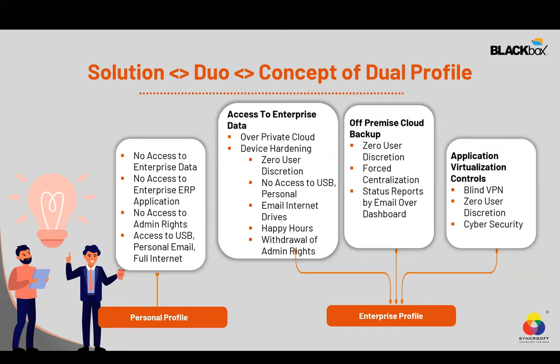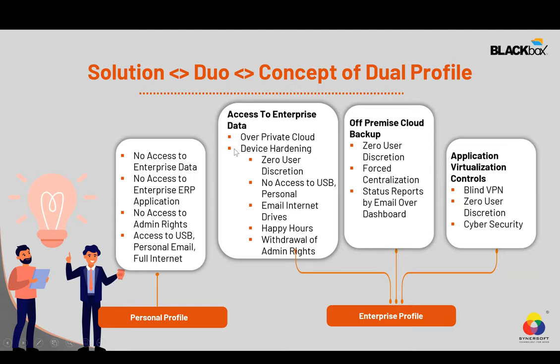So this is called Black Box Duo. It is a concept of dual profiling. See, in Windows, all of you are aware that multiple users are possible. So what we do is there is an endpoint agent which is connected to the Black Box console, and that endpoint agent can create two different profiles on the same user's BYOD laptop. One profile is for personal use, another profile is for enterprise or work use. So we will see that.